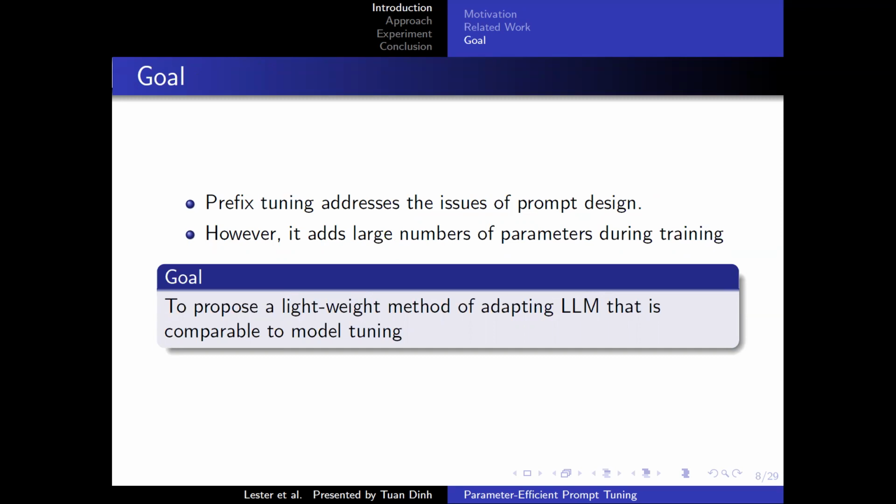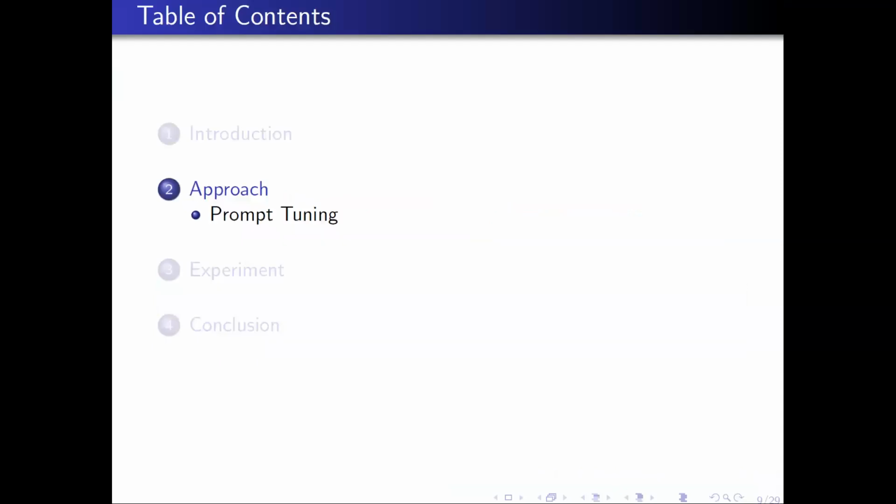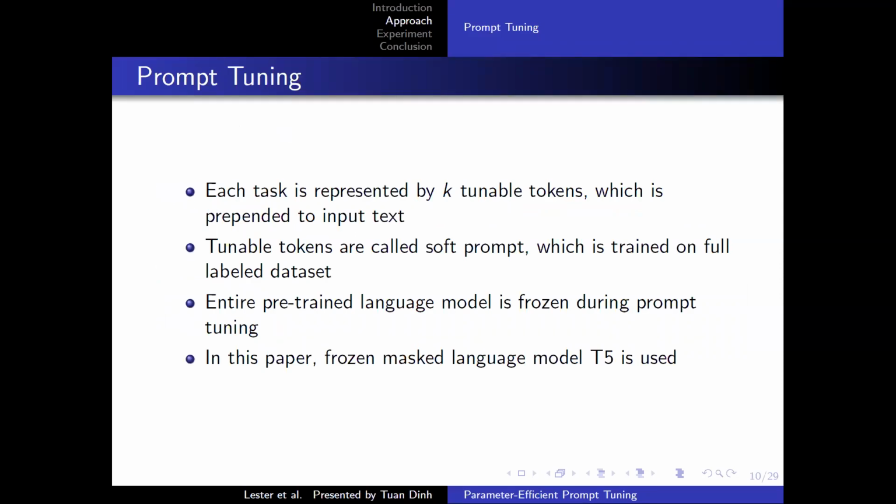So the goal of this paper is to propose a lightweight method of adapting large language models that is comparable to model tuning. In this section, we present a novel prompt tuning method. In this method, each task is represented by k tunable tokens, which are prepended to the input text. The tokens are called a subprompt, which is trained on the full labeled dataset. The entire pre-trained language model is frozen during prompt tuning. And in this paper, a frozen masked language model, T5, is used.